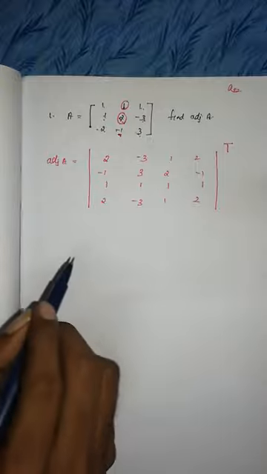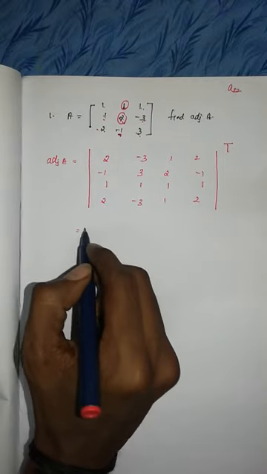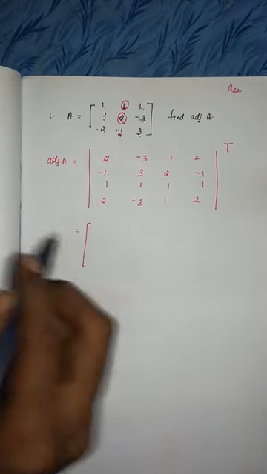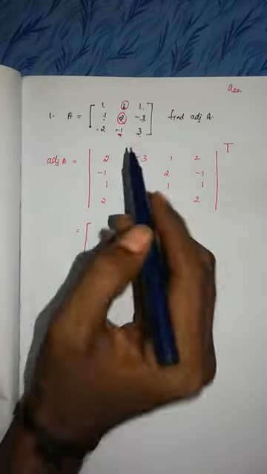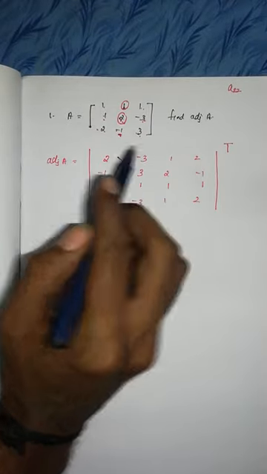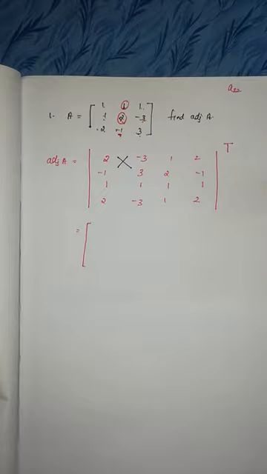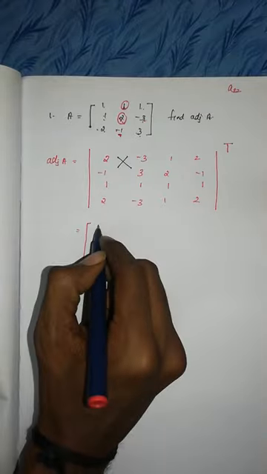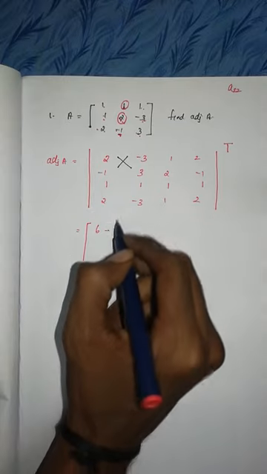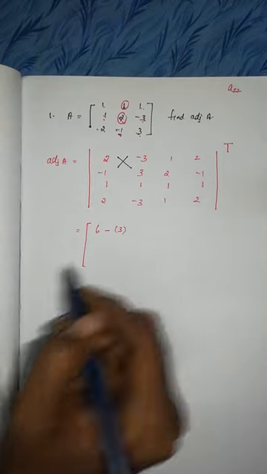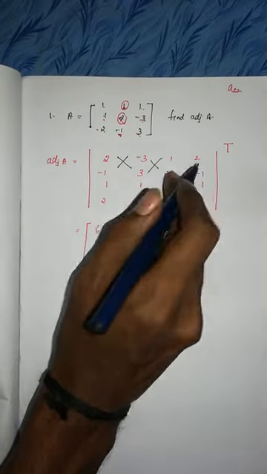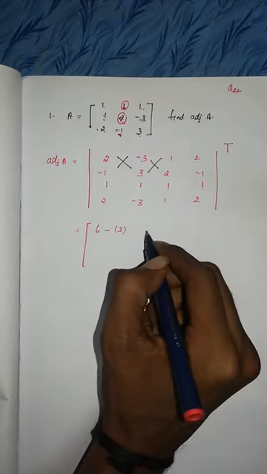So I have 4 rows and 4 columns. Now it's very easy. You just multiply these two numbers. In between you have to put a minus sign because you have a determinant here. So I have 6 minus. So minus 1 into minus 3 is plus 3, and minus 3 into 2 is minus 6.